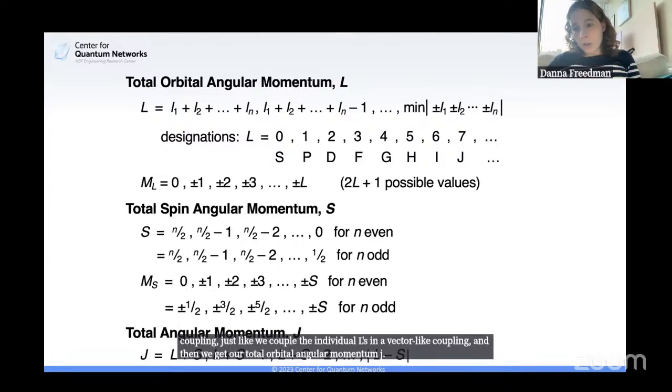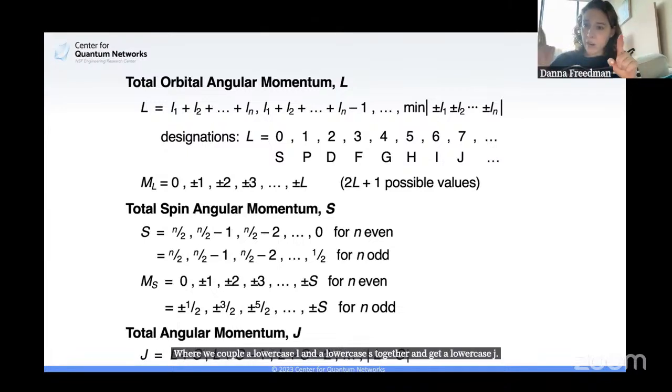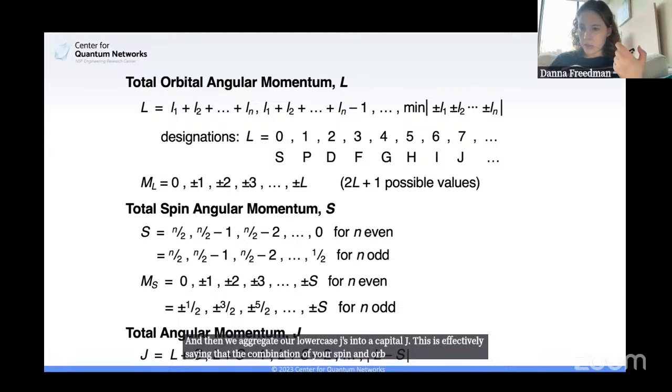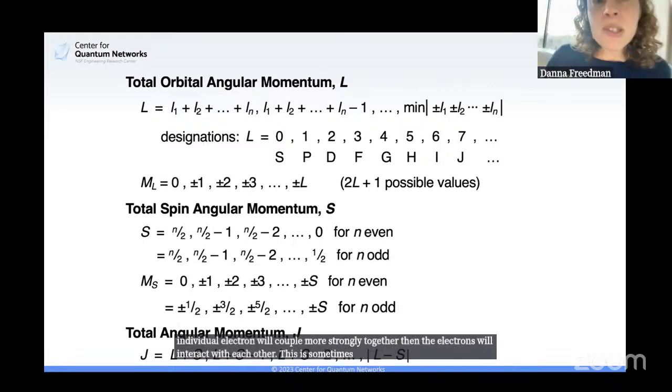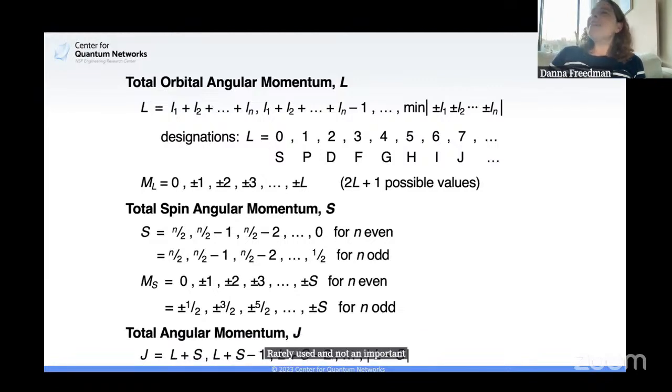Now, the alternate to this, which is effectively never used, is JJ coupling, where we couple a lowercase l and a lowercase s together and get a lowercase j, and then we aggregate our lowercase j's into a capital J. This is effectively saying that the combination of your spin and orbital contributions for your individual electron will couple more strongly together than the electrons will interact with each other. This is sometimes used for uranium atoms, but this is very rarely used and not useful for dealing with simple systems and understanding them.